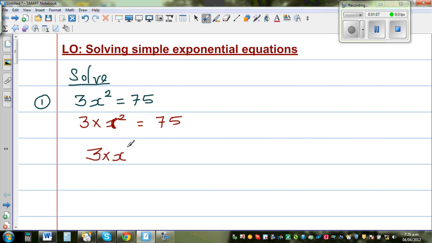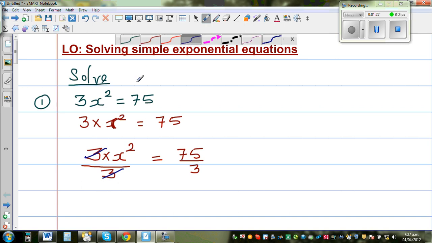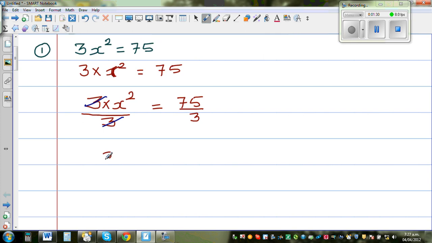So 3 times x squared divided by 3. If I'm dividing this side by 3, you have to do the same thing on the other side. So this is 75 divided by 3. Okay, so let me cancel. Can we cancel this 3 and this 3? Yes, we can. So what is left over is x squared is equal to... 3 goes into 75 how many times? If you know the times table, 75 is 25 times 3. I've written 75 as 25 times 3. You've got a 3 here and a 3 here, so what's remaining is x squared is 25.